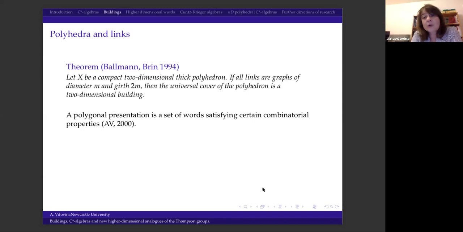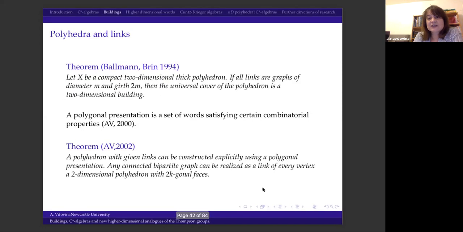And so a while ago, I introduced this so-called polygonal presentation, which is a set of words satisfying certain combinatorial properties. But still, for a while, it didn't have that many applications. If you construct a building as a universal cover of a finite complex, then you have its fundamental group acting compactly on a building, which is nice. But there were also other constructions of buildings, so it was not clear why my construction is better than anything else. But then this new application with C*-algebras turned out to be quite interesting.